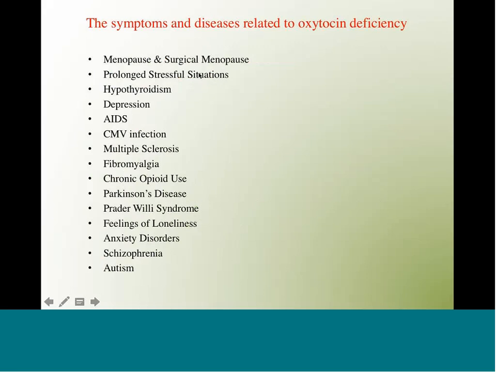These include menopause or surgical menopause, prolonged stressful situations, hypothyroidism, depression, AIDS, CMV virus infection, multiple sclerosis, fibromyalgia, chronic opioid use, Parkinson's disease, Prader-Willi syndrome, feelings of loneliness, anxiety disorders, schizophrenia, and autism. So this is quite a list, and it will be very important as the years go by to see exactly how much oxytocin plays a role in some of these diseases and whether treatment with oxytocin helps improve these diseases.